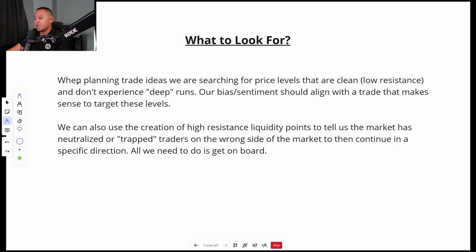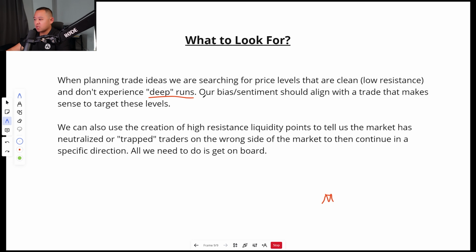When we're planning trade ideas, we are searching for price levels that are clean or low resistance and don't experience deep runs. So yes, you can have a very shallow run like this, where it just narrowly takes out the high, but that doesn't necessarily mean that that creates a high resistance liquidity run, because if it's not a deep run, what you're looking for is a really deep run and then a closure as a failure swing. So if it's just a very shallow run, I almost view that as clean levels rather than a high resistance liquidity run. And when I get into some of the chart examples, I'll go over a few.